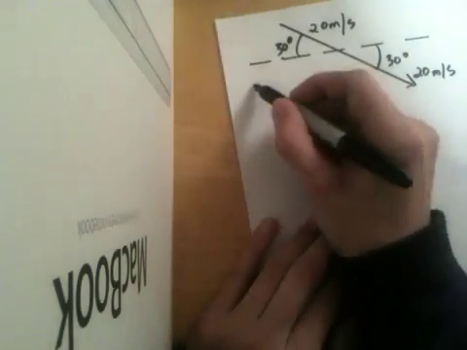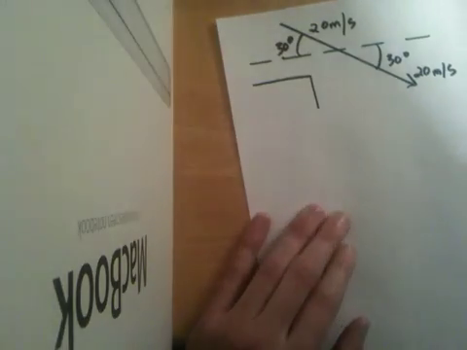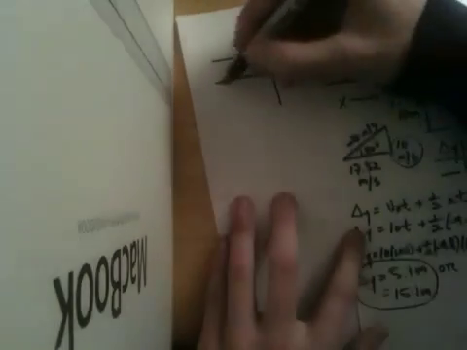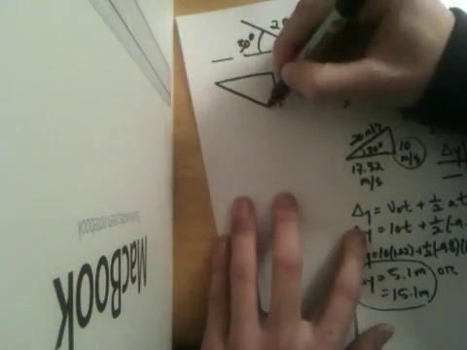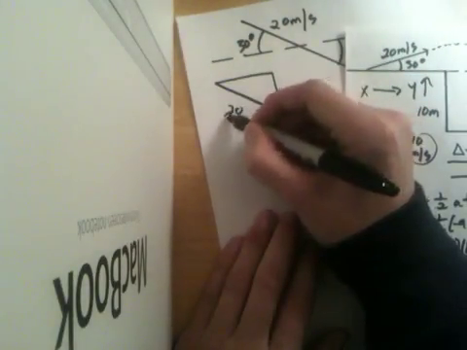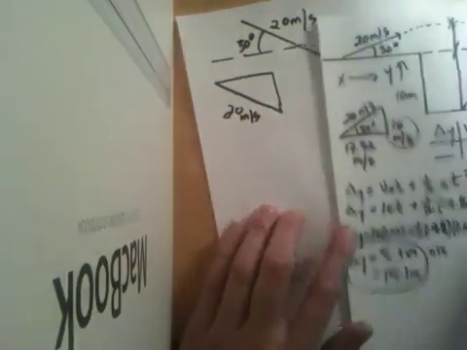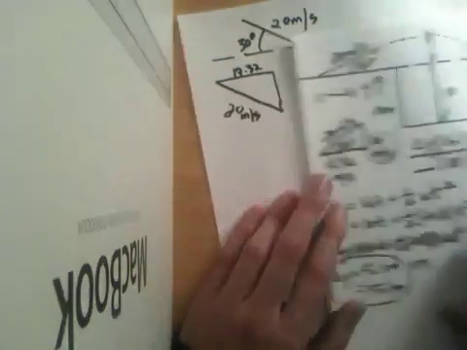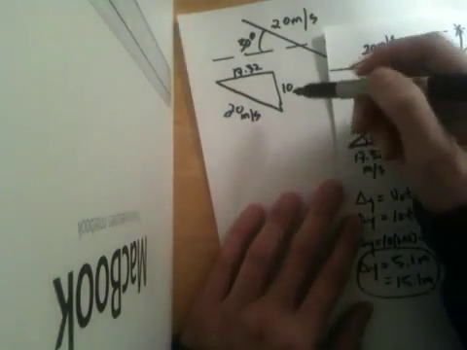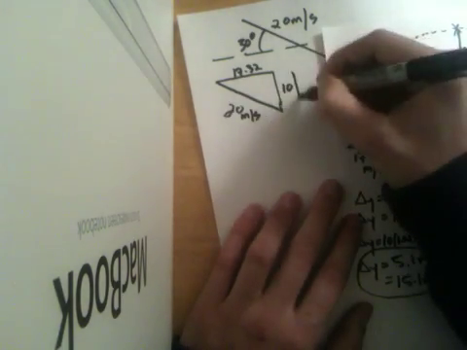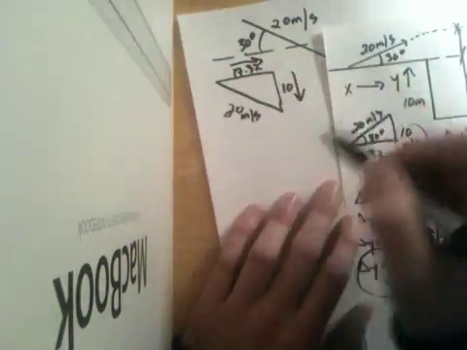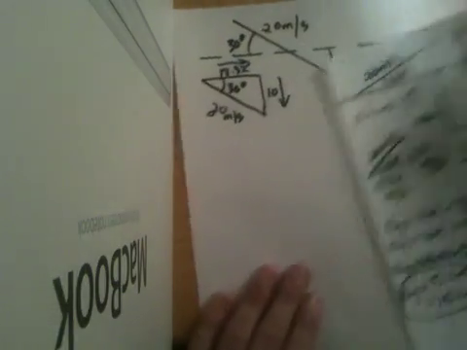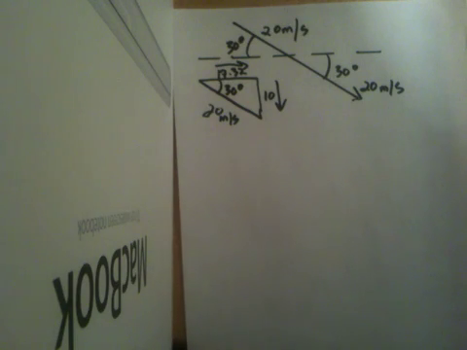So what you can do now is draw the same exact triangle that you had before, which is this one right here, but you draw it in reverse. So this is still 20 meters per second. Your x component is still 17.32, and your y component is still 10. But now instead of a y component up, it's a y component down. And the x component is still to the right. And this is your 30 degrees right here.